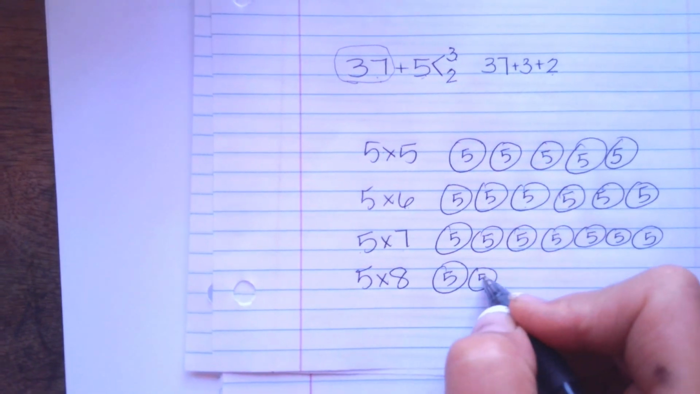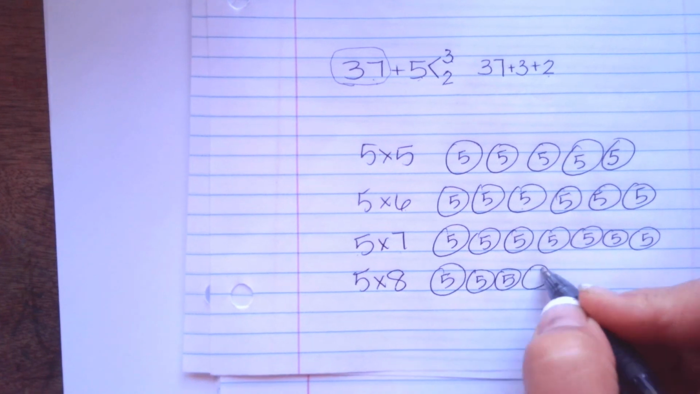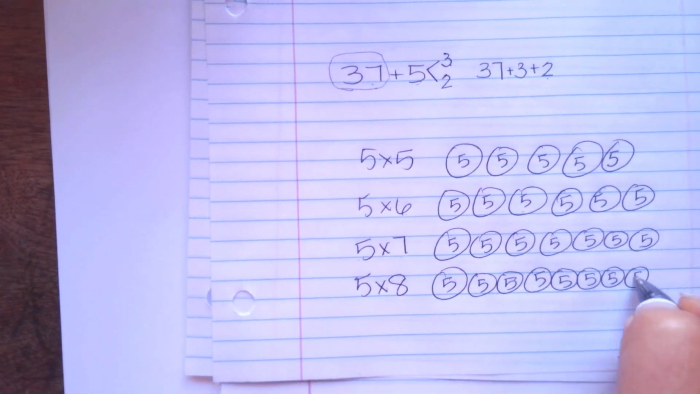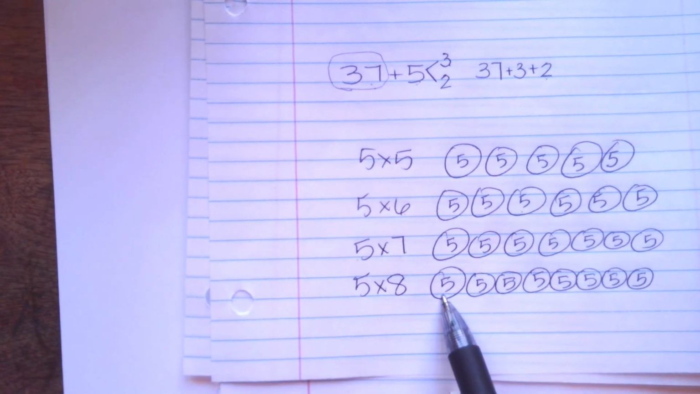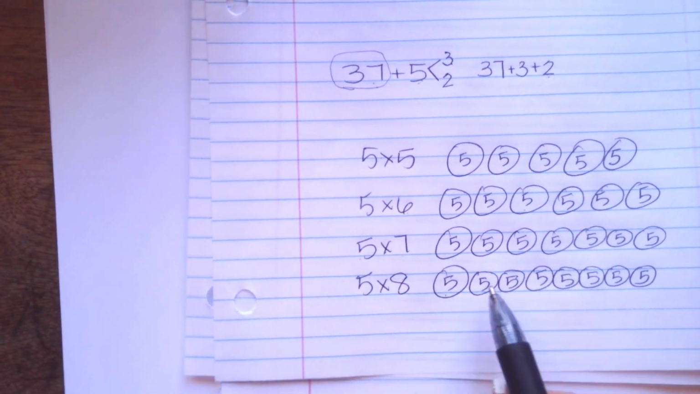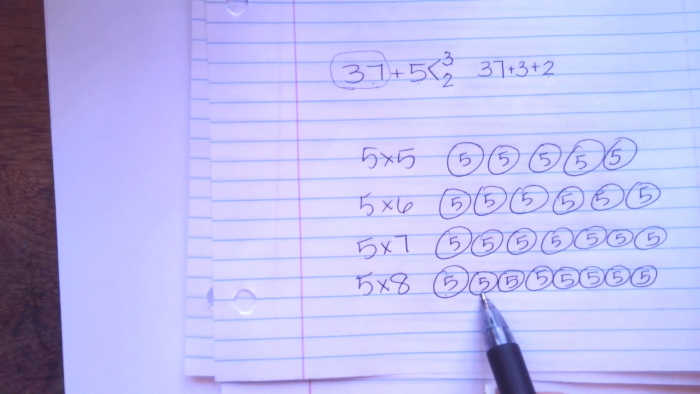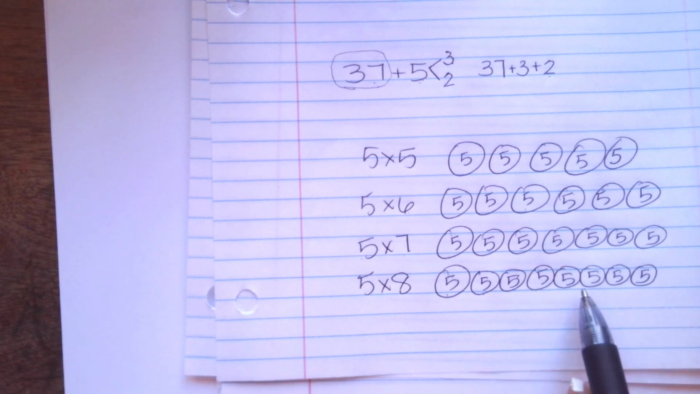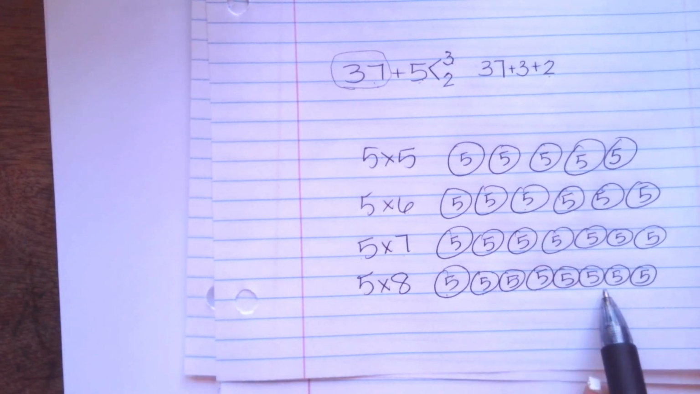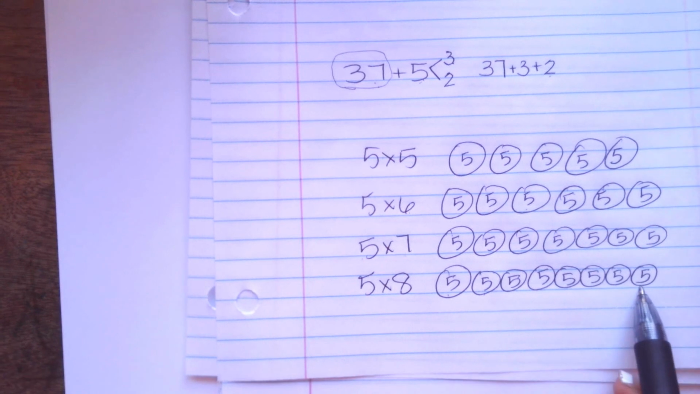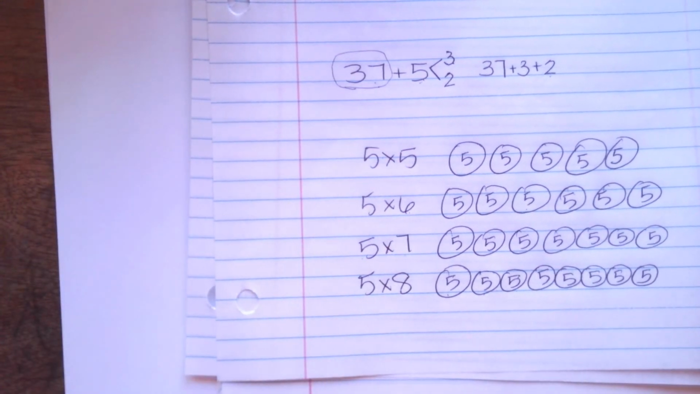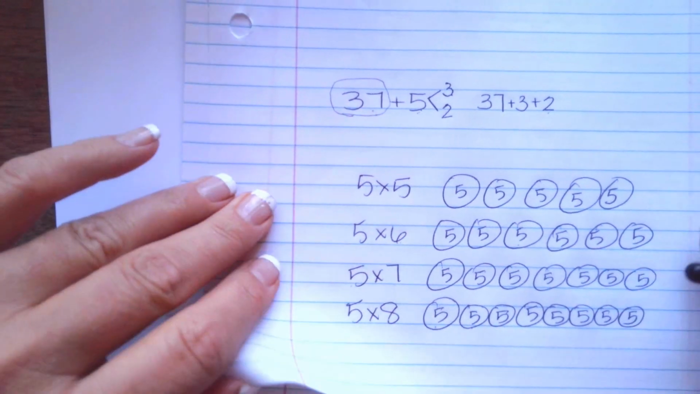So now we're going to do 5 times 8. We're going to count up 1, 2, 3, 4, 5, 6, 7, 8 times by 5. So count with me. Ready? 5, 10, 15, 20, 25, 30, 35, 40. Okay, does that make a little more sense now? A teensy bit. Okay, a teensy bit is all we're looking for.